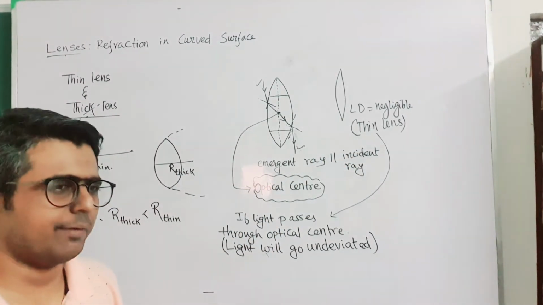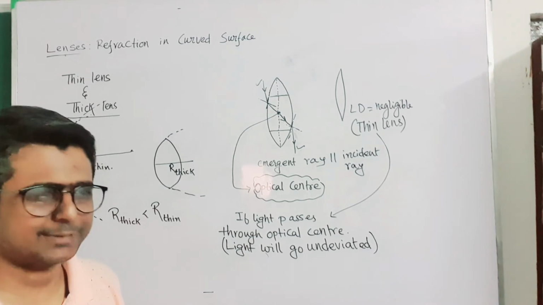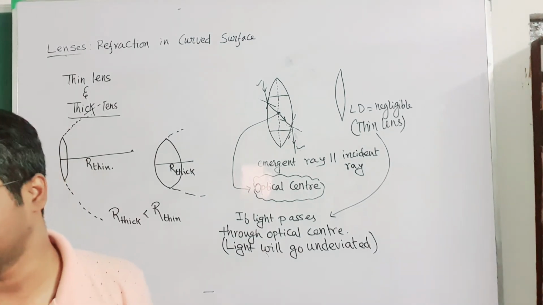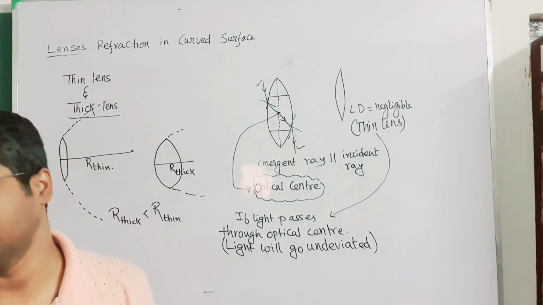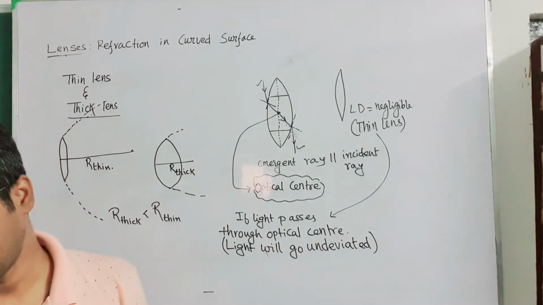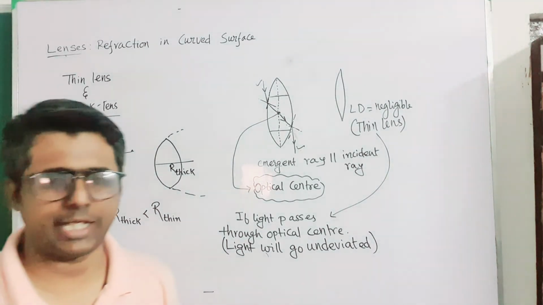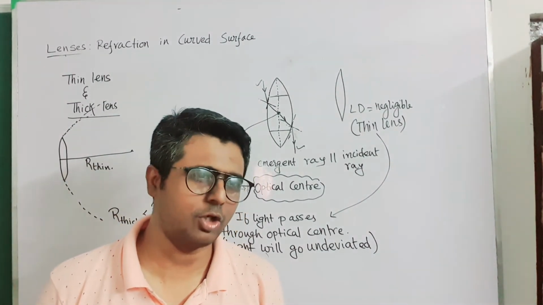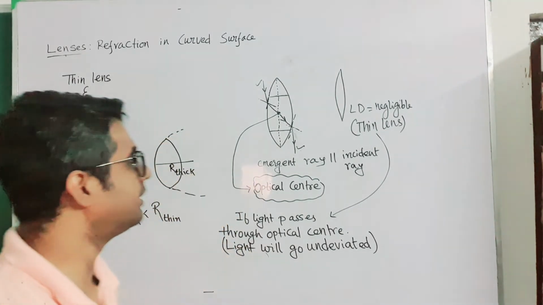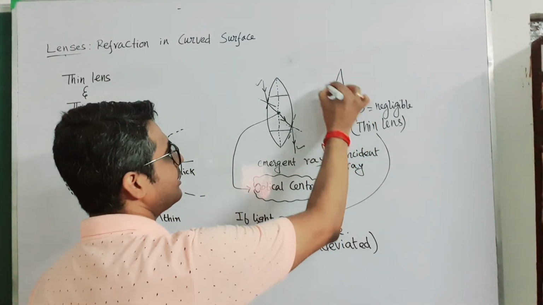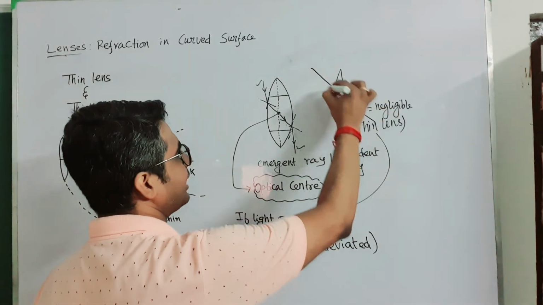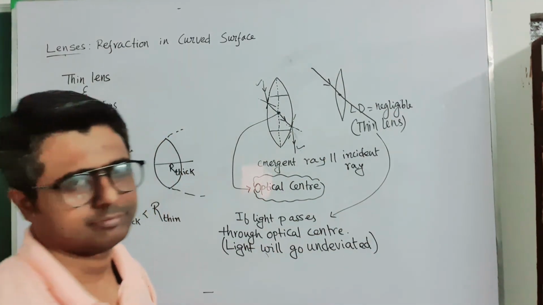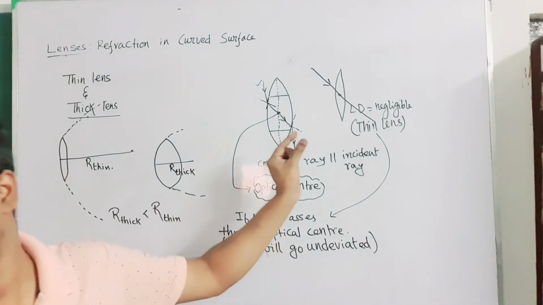So in all our experiments or setups, questions, we will be taking a thin lens. So overall, our fundamental will be if light passes through the optical center, then it will go undeviated. So if this is the optical center, and if the light comes like this, it will go like this for a thin lens. We will not show any deviation inside.